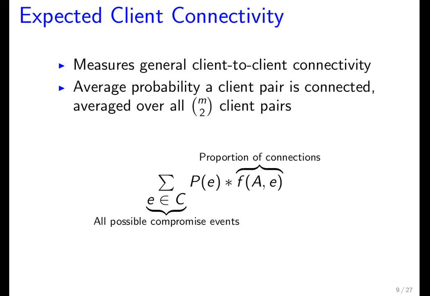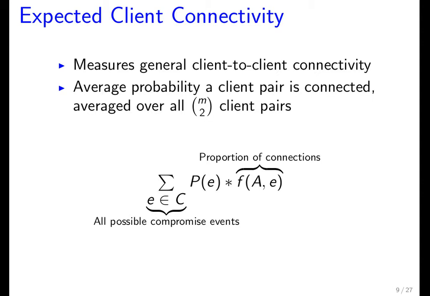And with this, we want to maximize a metric of connectivity. Our connectivity metric is expected client connectivity. This is a way to measure the general client-to-client connectivity in a probabilistic way. And it's exactly the average probability that a client pair is connected. So we average this over all M choose 2 client pairs, given that M is the number of clients in the network.